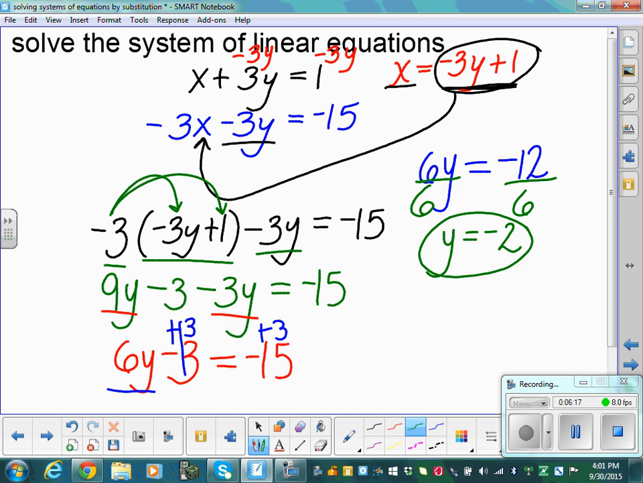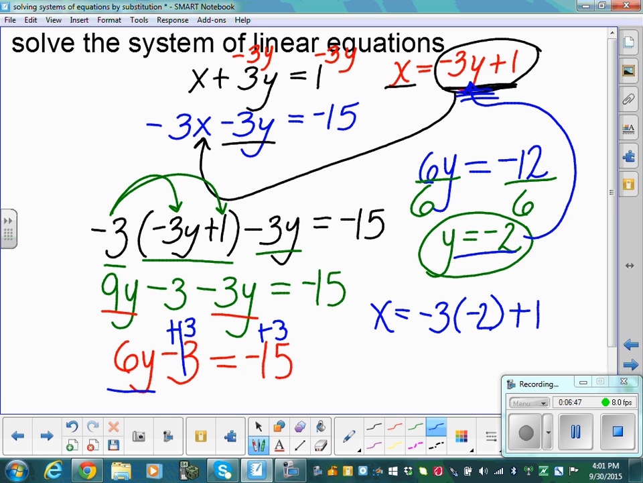Let's solve for x by taking that y value and plugging it back into one of the original equations. So I'm going to take y is equal to negative 2, and I'm going to substitute it back in up here, in for y. Now, I have x is equal to, I'm substituting in negative 2 wherever there's a y, so right there. So I'm going to have x is equal to negative 3 times negative 2, and then I have plus 1. Just substituting it in, the y right there.